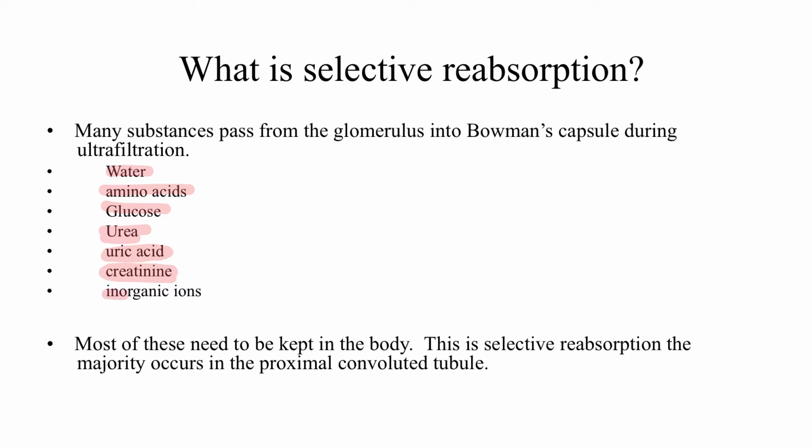Most of the things that we squeeze out into the Bowman's capsule, we don't want to lose. We want to keep them, and so we start trying to pull them back in. This process of drawing them back into our bloodstream is called selective reabsorption. And the majority of it occurs in the PCT, in the proximal convoluted tubule. So by the time we get to the end of the PCT, we've already finished almost all of the selective reabsorption. The loop of Henle, the DCT, and the collecting duct are all just fine-tuning.